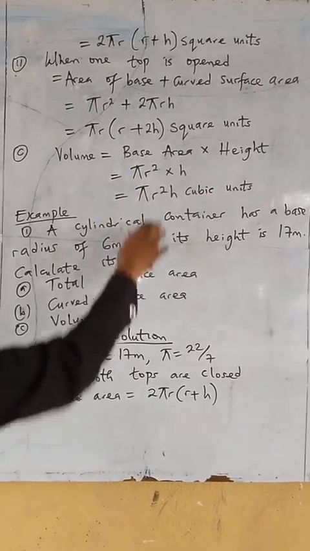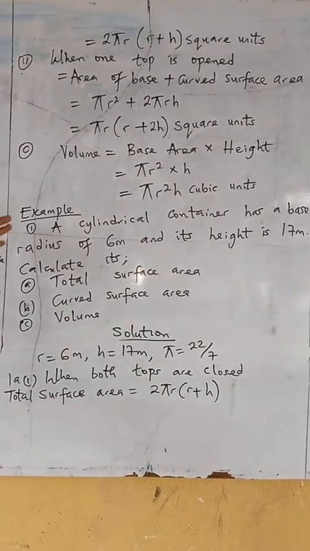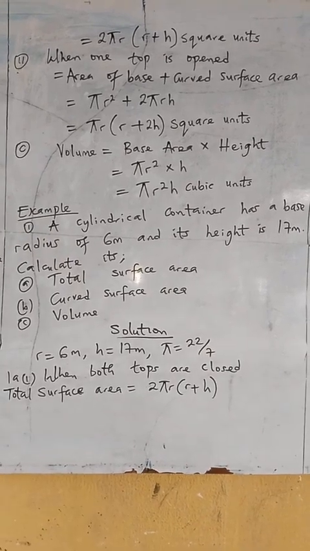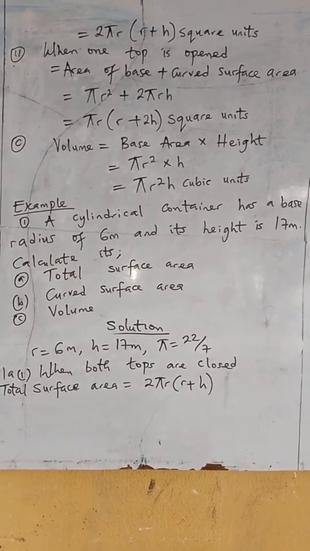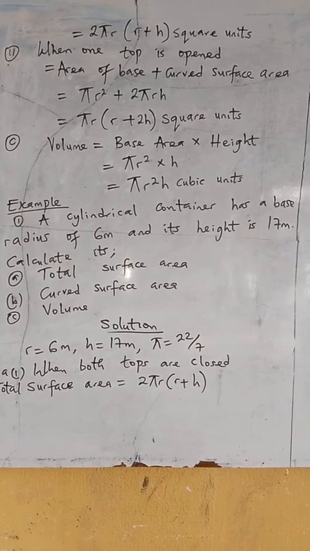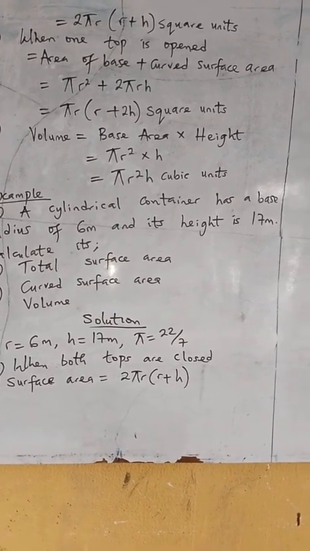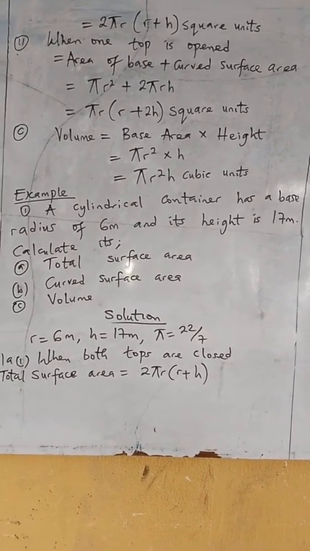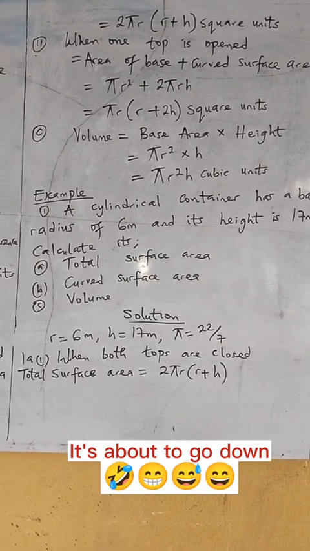So we are going to have pi r squared h. So let's solve this relevant example given. A cylindrical container has a base radius of 6 meters and its height is 17 meters. Calculate its total surface area.